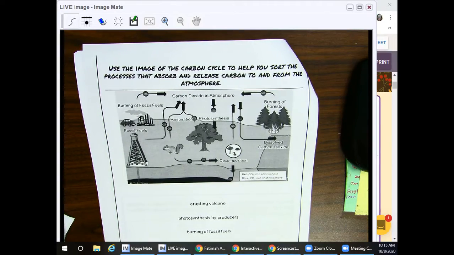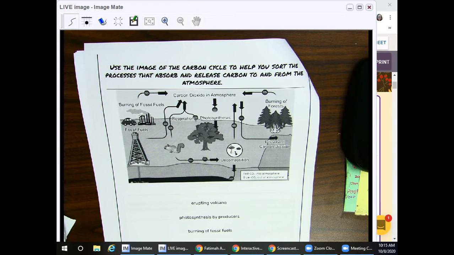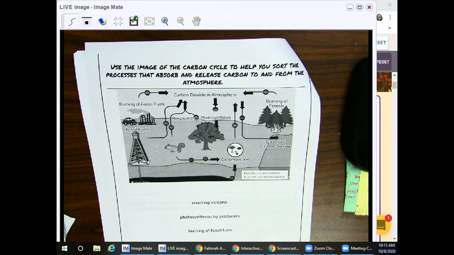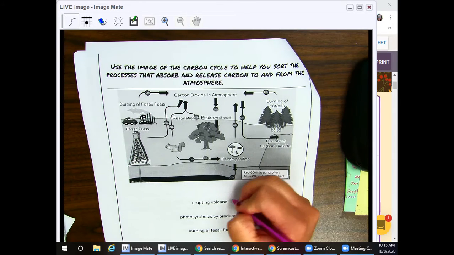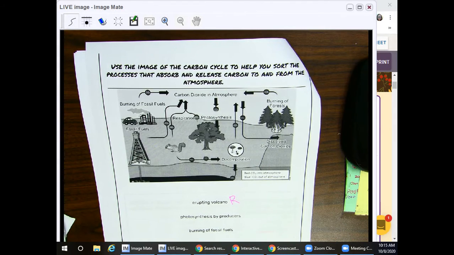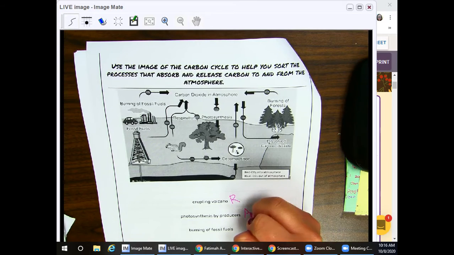Use the image of the carbon cycle to help you sort the processes that absorb and release carbon to and from the atmosphere. So I'm going to put R for released, A for absorbed. Erupting volcano. This is going to release carbon into the atmosphere. Photosynthesis by producers. This is going to absorb carbon from the atmosphere.